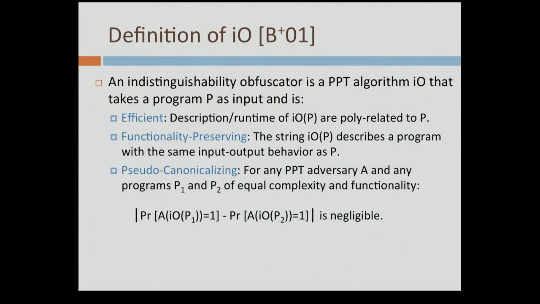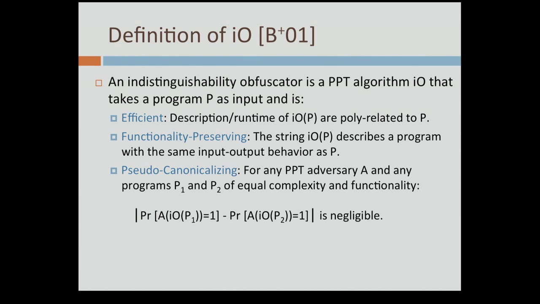So an indistinguishability obfuscator is an efficient algorithm that takes as input a program. It preserves the functionality of the program, in the sense that the output program has exactly the same input and output behavior as the original one. And it's obfuscating, which in the sense of I/O means that essentially it acts as a pseudo-canonicalizer. Okay? So it provides a pseudo-canonical form for the program, in the sense that if you start off with two programs that have exactly the same input-output behavior, and you feed them into this pseudo-canonicalizer, you can't tell which one was obfuscated.